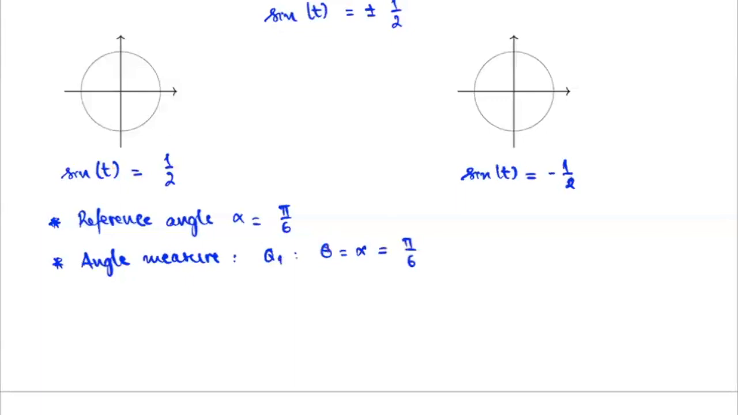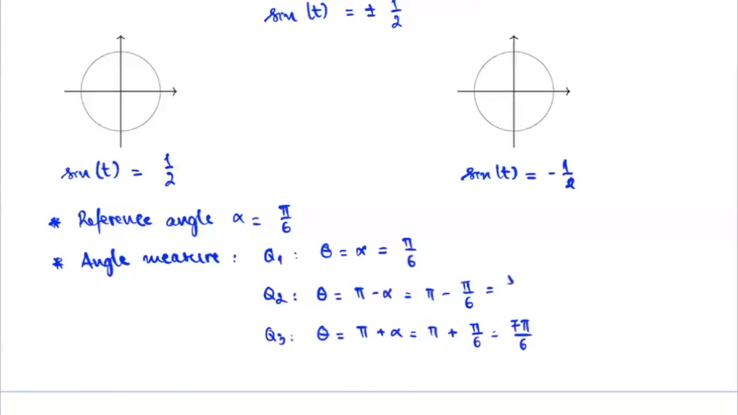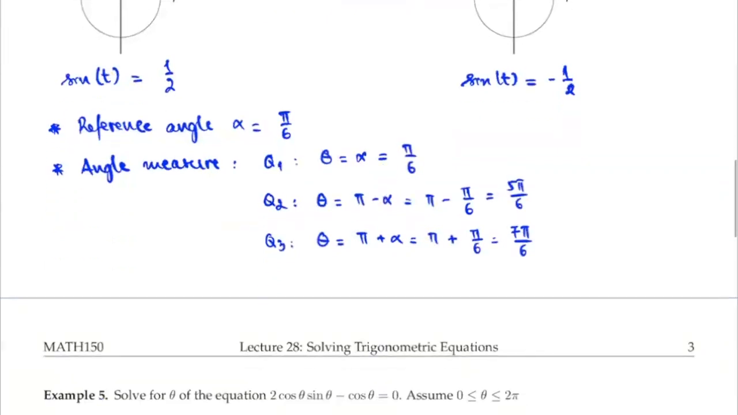Okay, so in the second quadrant, theta is equal to pi minus alpha, or pi minus pi over 6. This one is 5 pi over 6. In the third quadrant, you have theta equal to pi plus alpha, or pi plus pi over 6, which is 7 pi over 6. And in the fourth quadrant, theta equal to 2 pi minus alpha, or 2 pi minus pi over 6, and this is 11 pi over 6.